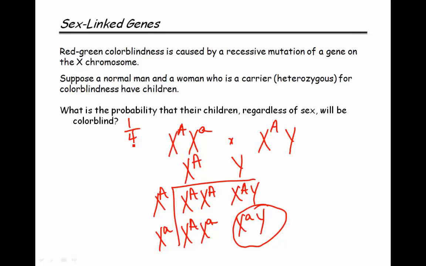Now, if we were to change the question a little bit and simply say, what is the probability that they have a son, or if we consider they had a son, what is the probability that their son will be colorblind? Well, in this case, we would just look at the sons, which is right over here. And if they have a son, the probability that he will be colorblind is basically 1/2. So notice how the probability changes a little bit if we say regardless of sex, or assuming that they have a son, or assuming that they have a daughter.